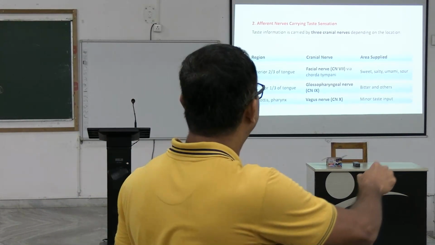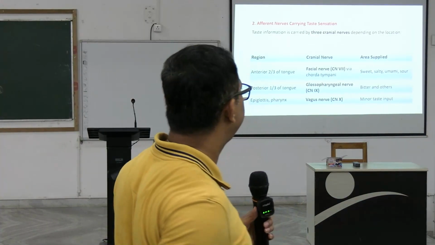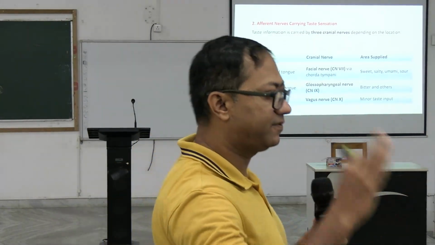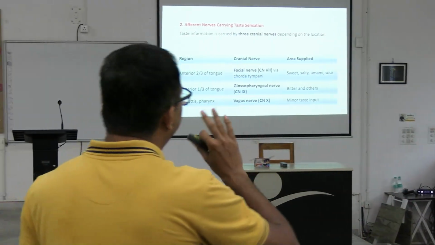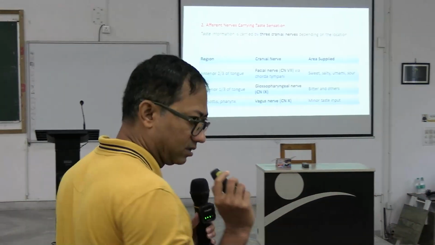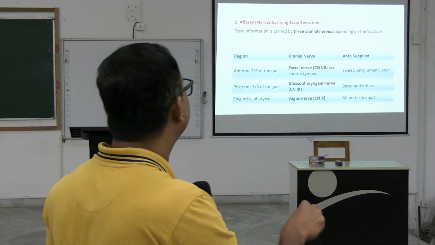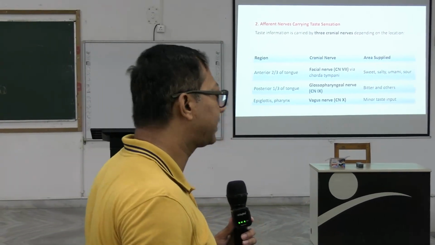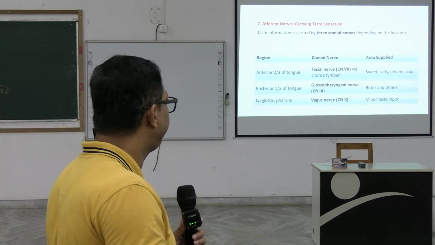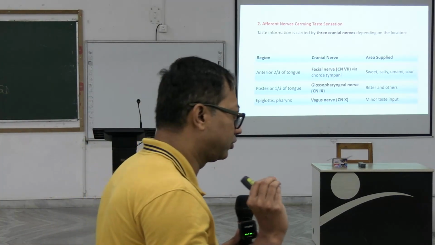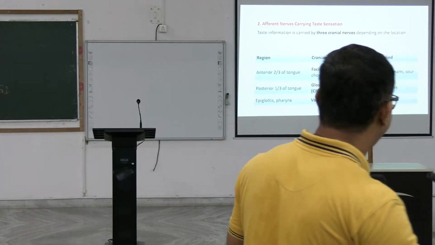Okay, this table you need to remember. Anterior 2/3 of the tongue, facial nerve, specifically the chorda tympani nerve, which is a branch of the facial nerve, and the taste sensations are everything other than bitter. The posterior 1/3 of the tongue is the glossopharyngeal nerve or cranial nerve 9. It is for bitter taste sensation, right? Epiglottis and pharynx for minor taste input, and this is carried by cranial nerve 10.